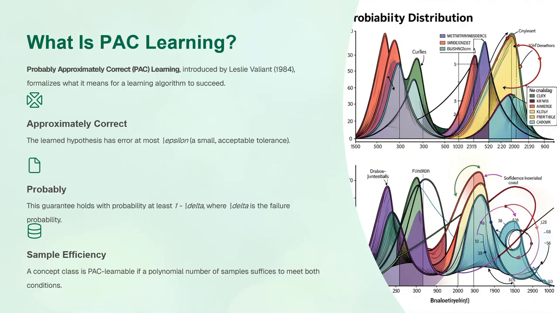Next we are going to see what PAC learning is. PAC learning, as I already mentioned, is probably approximately correct learning. That is the definition. PAC learning is a framework used to analyze whether a machine learning model can learn efficiently from data. Efficiency is the main point. The main idea is that a model should produce predictions that are approximately correct with high probability.